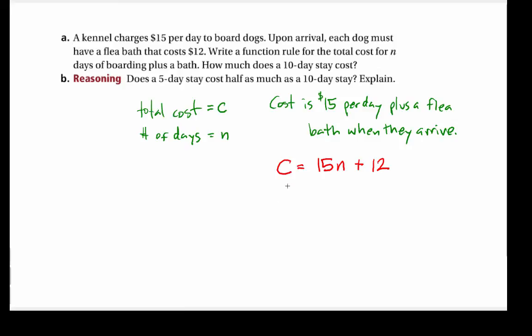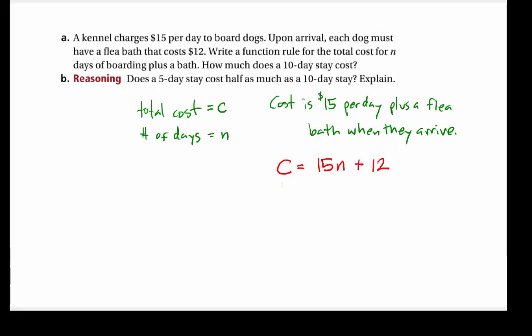So, again, this equation shows the relationship here. For every day, you're going to keep adding $15 for the stay. You know it's going to cost you $12 no matter what. So even for a one-day stay, it's going to cost you 15 plus 12. And then each additional day, you're going to keep adding 15. So 15 per day. Instead of adding 15 every time, we just multiply 15 times the number of days, and that gets us our cost. So there is our equation.